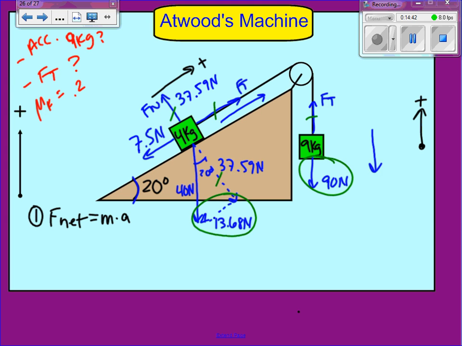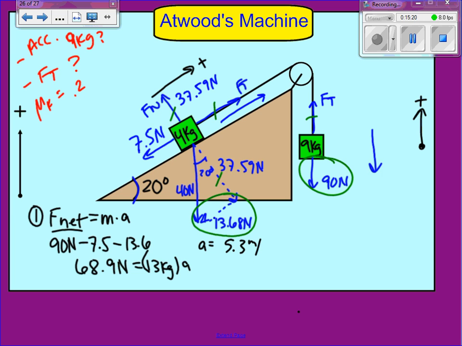Force net equals mass times acceleration. What is the force net acting on this system? Well, it's the 90 newtons, but then friction takes away from it, and so does gravity x. And so 90 minus 7.5 minus 13.6 gives me a net force of 68.9 newtons. And that's equal to the total mass, which is 13 kilograms, times a. And my acceleration is going to be 68.9 divided by 13. That's going to be 5.3 meters per second squared.